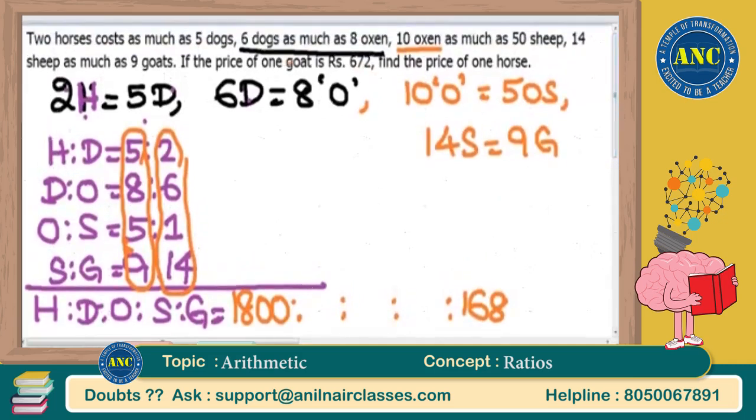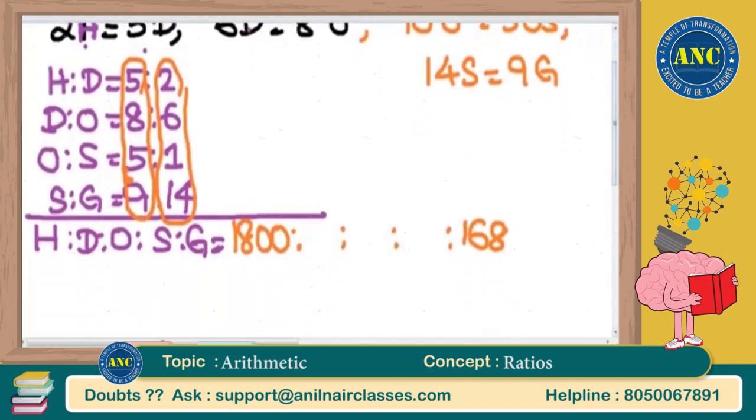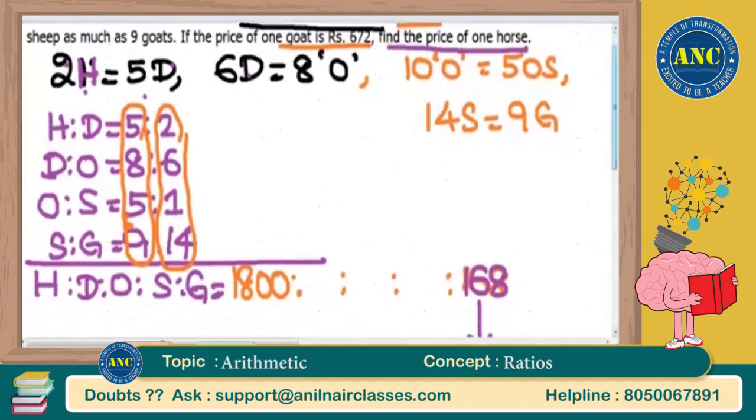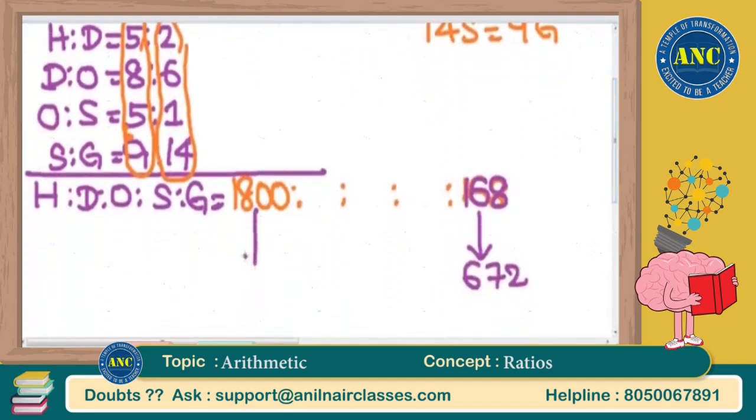What is given in the question? One goat is 672. According to the ratio, one goat is 168 rupees. According to question, it is 672. Similarly, question is, find the price of one horse. According to ratio, one horse is 1800. According to question, how much?